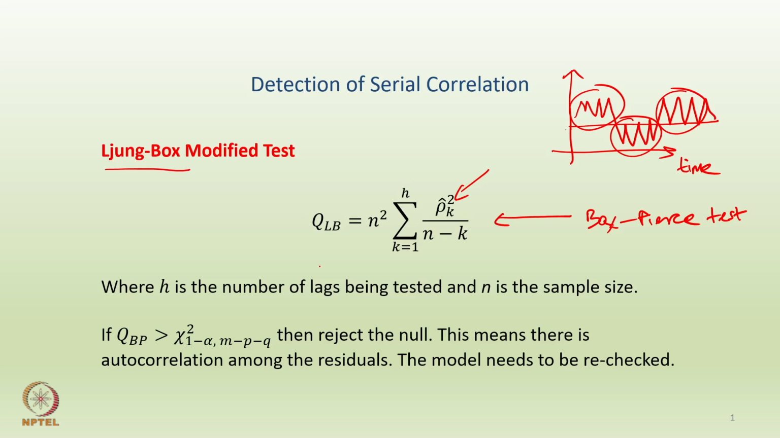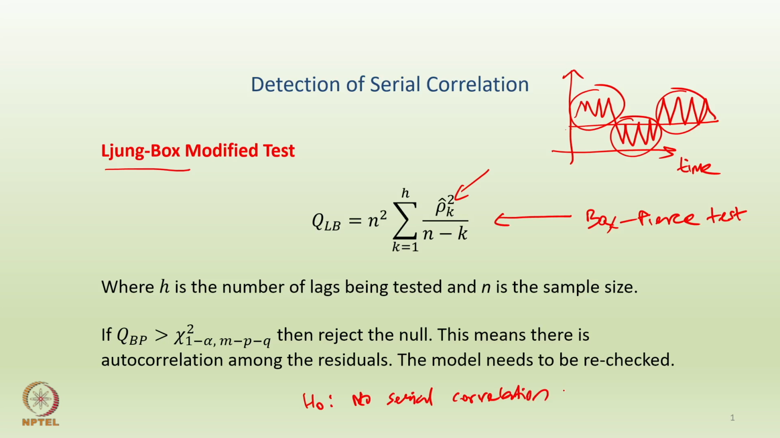And once you get hold of any test statistic, regardless of whatever hypothesis testing procedure you are performing, if the test statistic happens to be bigger than the tabulated chi-square value, then you have to reject the null, right. So this means that if you are rejecting the null, there is some autocorrelation among the residuals, because remember that the null hypothesis is there is no serial correlation among any of the lags, right.